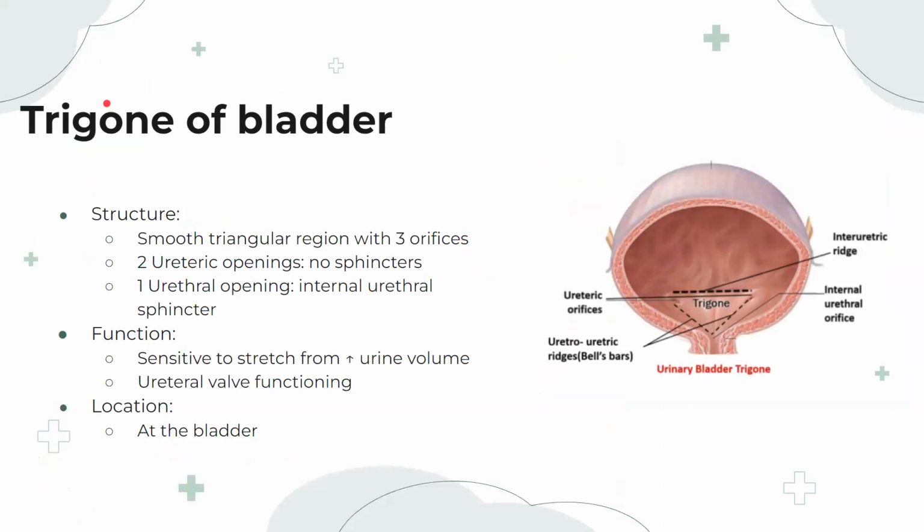Okay, so the trigone of the bladder. It is a smooth triangular region at the base of the bladder. It has three different orifices. These two are ureteric orifices. This is where, as you can see, the ureter enters right here.